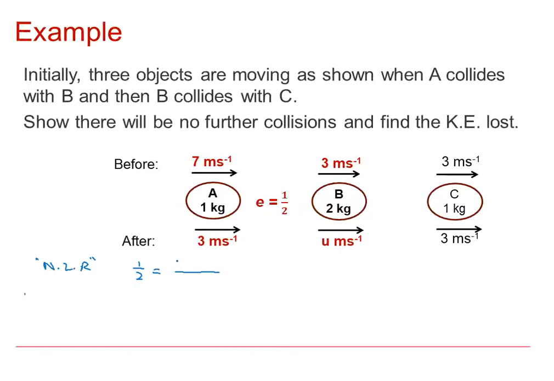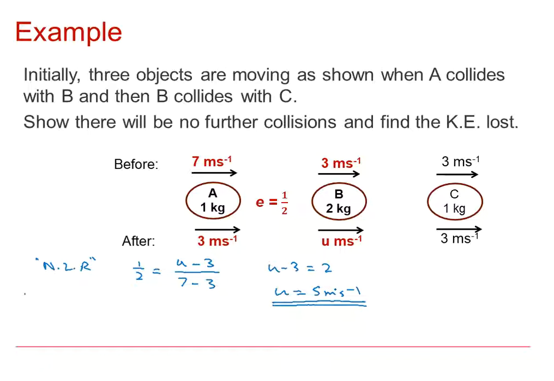So the relative separation speed between them is the bigger U take away the smaller 3. Before the collision, they're both moving to the right. A's moving at 7, B's moving at 3. So the approach speed for the collision is the bigger 7, take away the smaller 3. So that gives me U take away 3 is 2. U equals 5 meters per second.